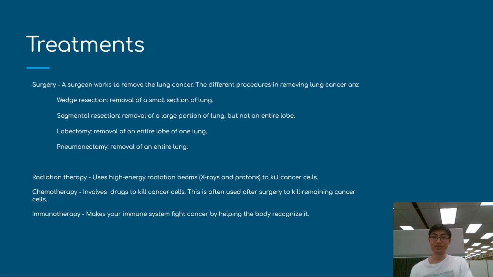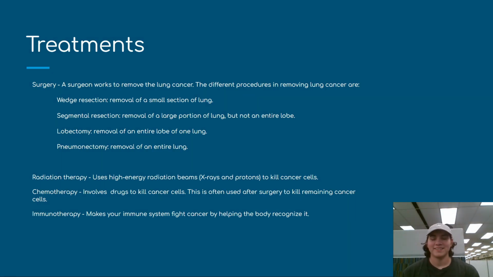Radiation therapy uses a high energy radiation beam, such as X-rays, to kill the cancer cells. Chemotherapy involves drugs that kill the cancer cells. This generally is used before or after surgery. Before is to weaken the lung cancer, and after is to kill any remaining cancer cells. Immunotherapy is the use of drugs to make your immune system recognize and fight the cancer cells.